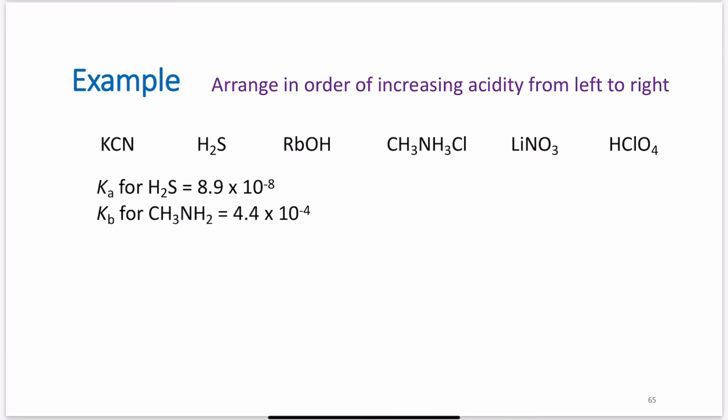Arrange in order of increasing acidity from left to right. Well, let's think about what we've got here. We've got KCN, H2S, RbOH, CH3NH3Cl, LiNO3, and HClO4. Okay. First, I want to recognize if I have any strong acids or strong bases. I have 7 strong acids: HCl, HBr, HI, HNO3, H2SO4, HClO3, and HClO4. So this is a strong acid.